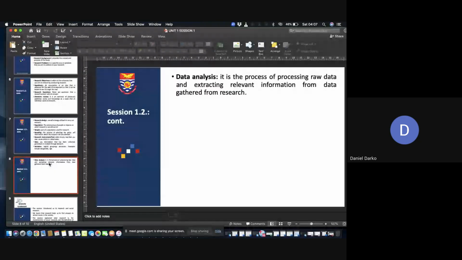Data analysis is a process where raw data is extracted and analyzed to make meaning out of it. The process of making meaning out of that data is called data analysis.